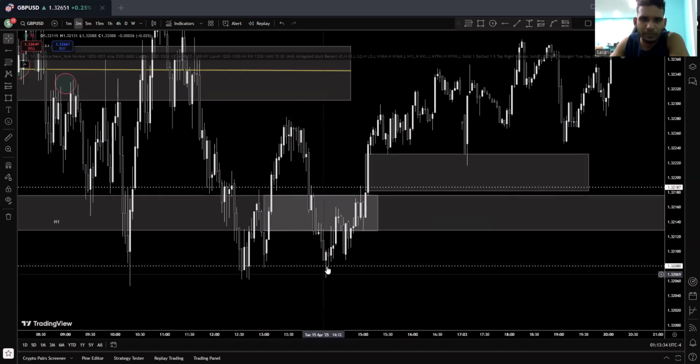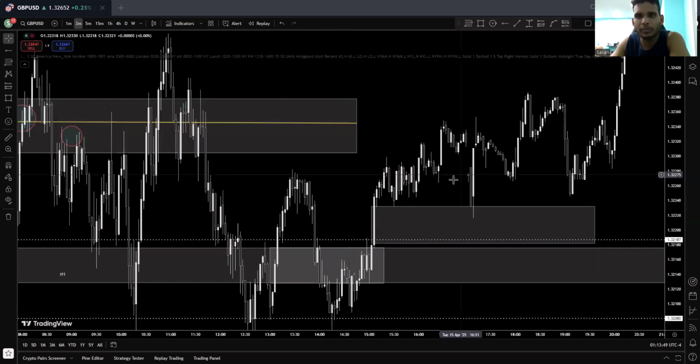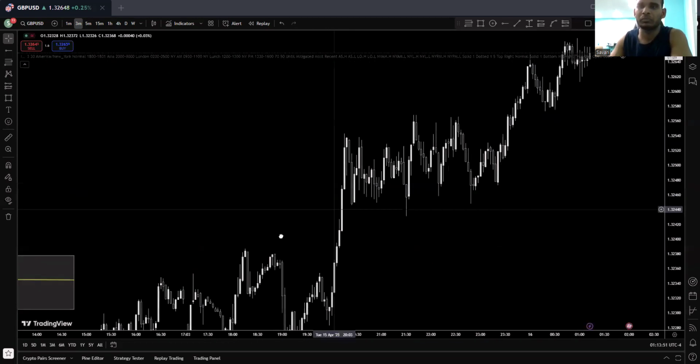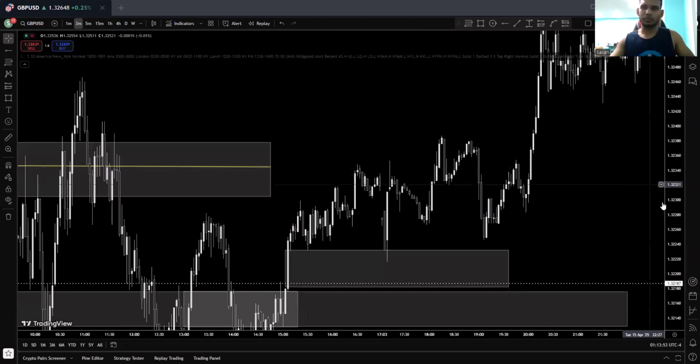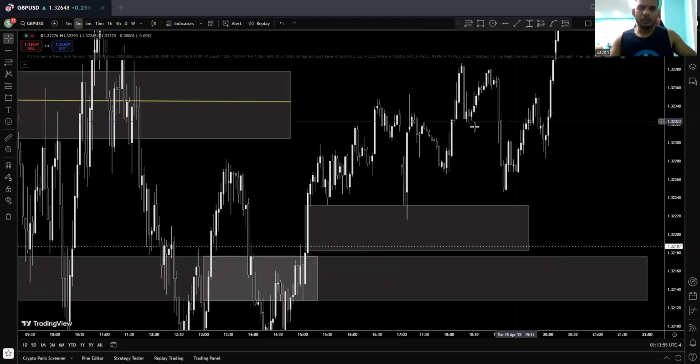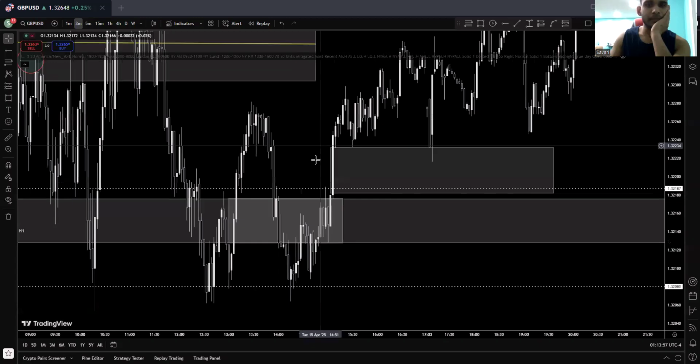Because the internal got swept, structure shifted to the upside. Now the breaker is getting tapped. Literally this breaker holds the price, getting tapped, good displacement, leaving this fair value gap, holding, and keeps pushing higher. Good push, right? Great push. And I'd love to show you one more thing.